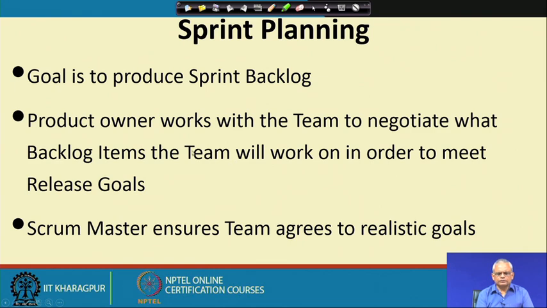Obviously, the product owner would like to select those user stories which are most value adding to the customer, and the team members will like to take up those stories which will require least cost of development. But the Scrum master ensures that during a sprint planning meeting, where they select the sprint backlog to be completed in 1 month, the team agrees to realistic goals, otherwise it will put undue pressure on the team or they may not have enough work.